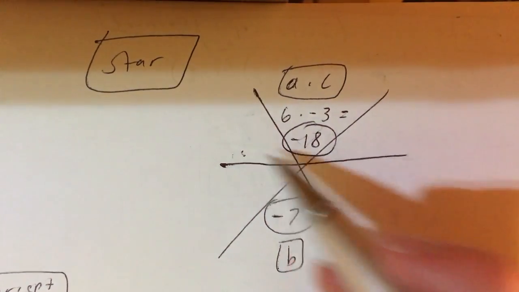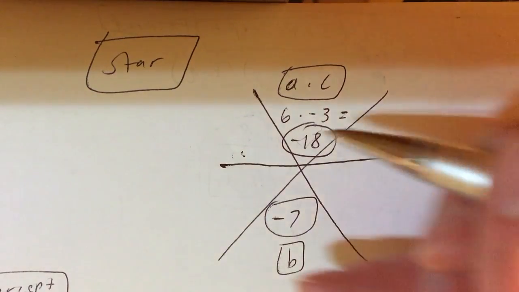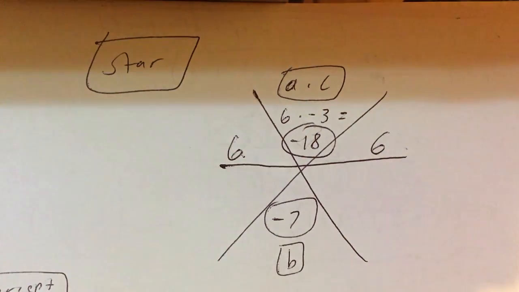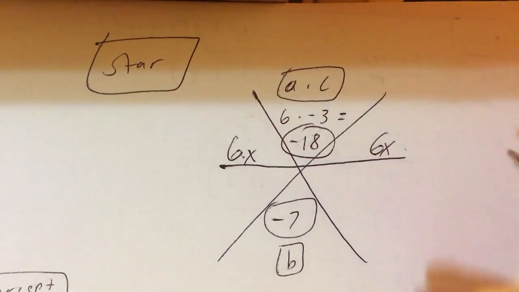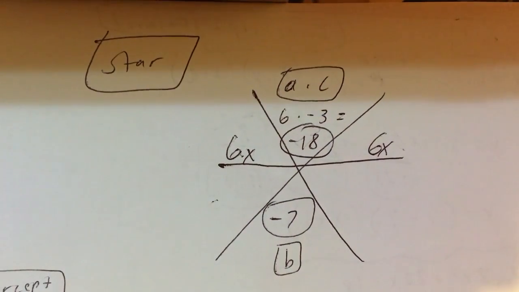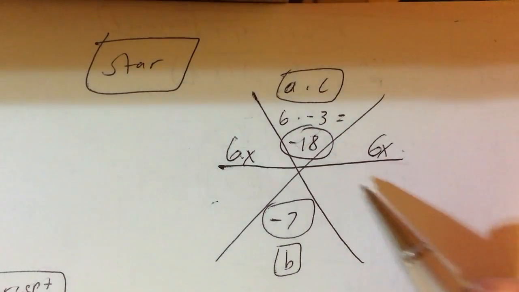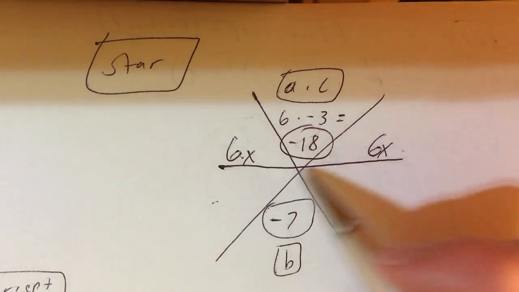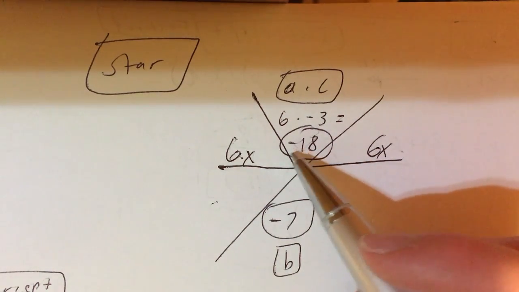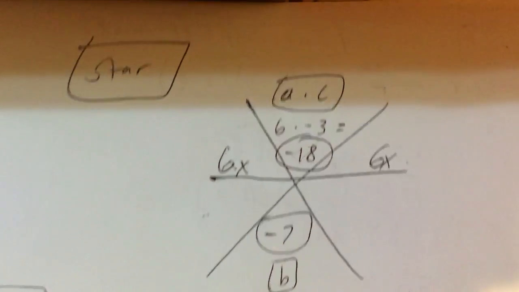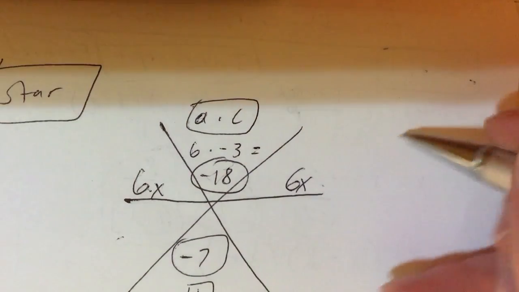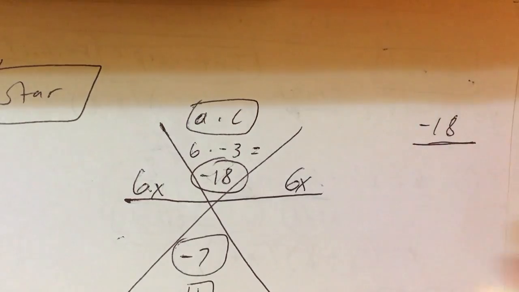All right, what goes on either of these ends is whatever your A was. Your A was 6, along with whatever variable you have, okay? So we're gonna have 6x on both of these sides. Now, what we're gonna do with this is ask yourself, what are some numbers that multiply to get me negative 18, but also add to get me negative 7, all right? So again, if you like to list this out on the side, by all means, do it.